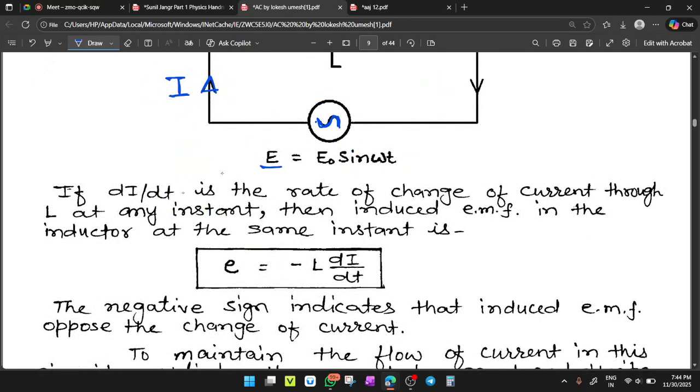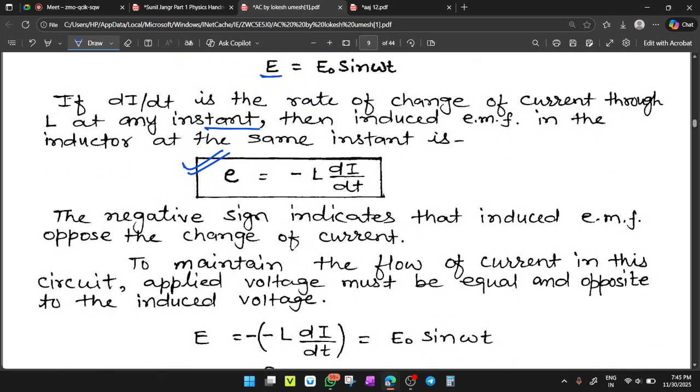So if di by dt is the rate of change of current through the inductor L at any instant, then the induced EMF in the inductor at the same instant will be equal to minus L di by dt. Fine. The negative sign indicates that the induced EMF opposes the change of current.